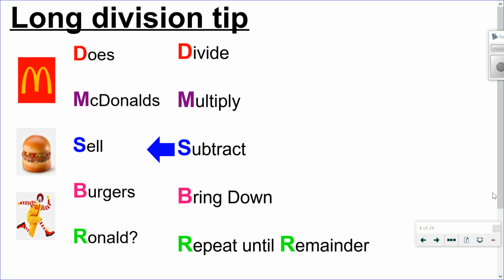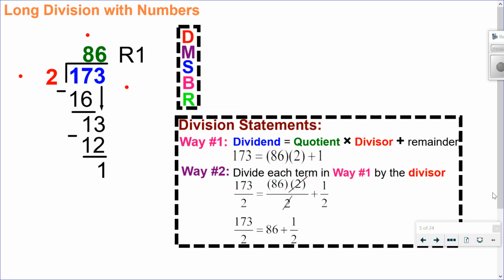I want to start with just a question that has numbers in it, and then we can move to doing polynomials. So if I had something like this, following the steps, 2 goes into 173. The first thing I do is divide. 17 divided by 2 is 8. Then I multiply. 8 times 2 is 16. Then I subtract, which is 1. Then I bring my number down to get 13. And then I repeat this process until I get a remainder.